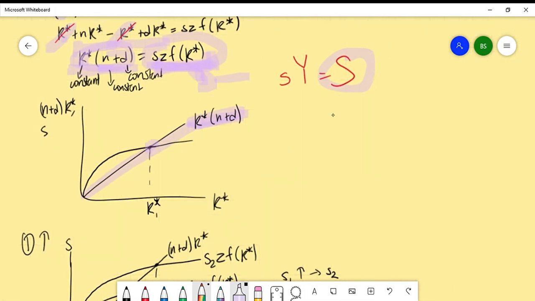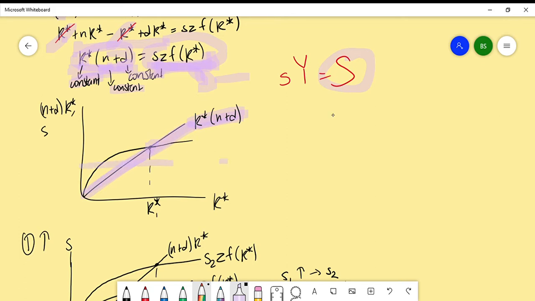So K star times n plus d is a straight line because all these values are constant. K star is constant, it's given. N is a population growth rate, it's not going to change. D's depreciation is not changing. It's all constant, so it's just like a number. So, wait. Right.